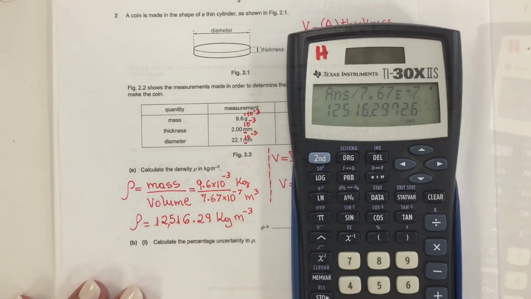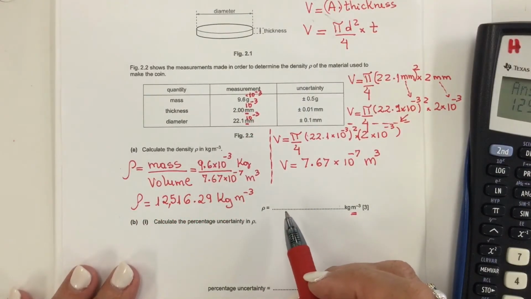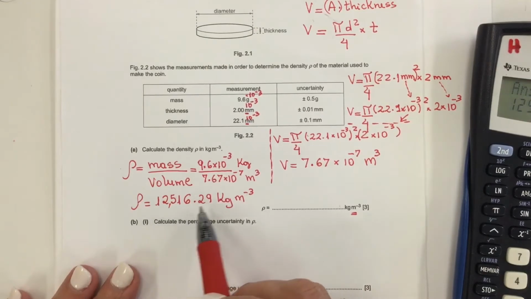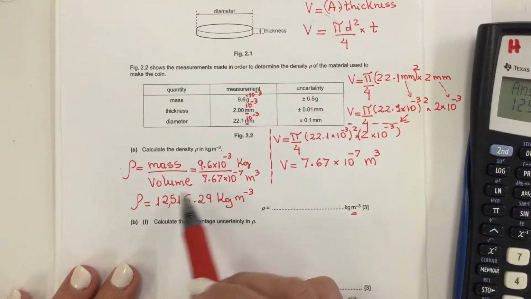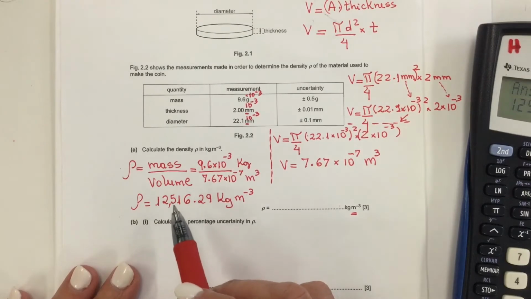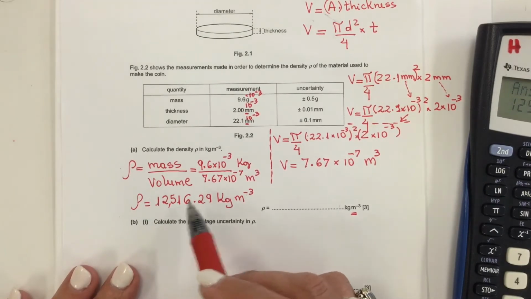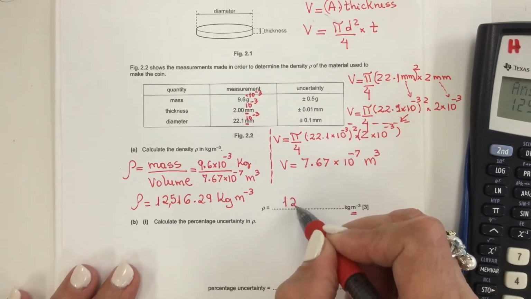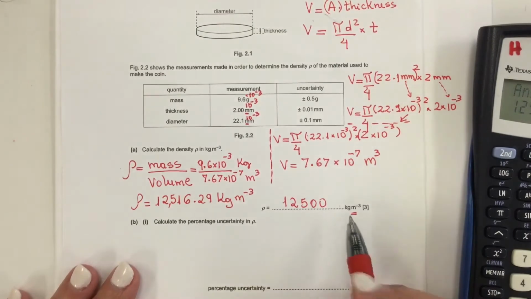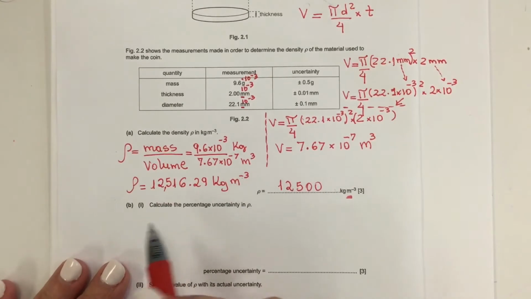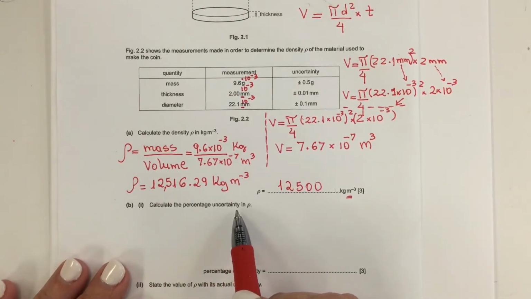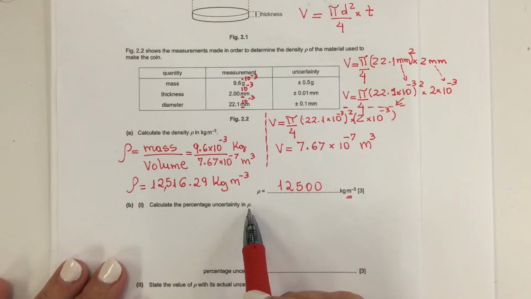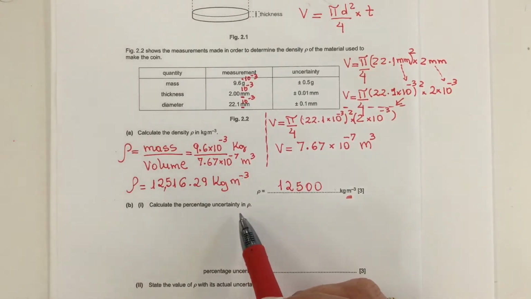It's the same thing. For this type of test, it would not be proper to write a number like this. The best way to do it is to round to a whole number. So in this case, we can do 12,500 kilograms per cubic meter. Now we need to calculate the percentage uncertainty in the density. So you have to look at all the variables that are involved in the formula.